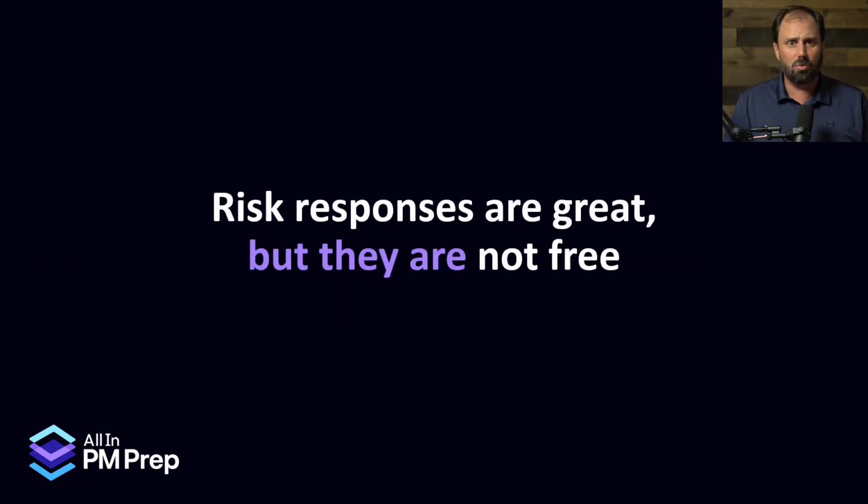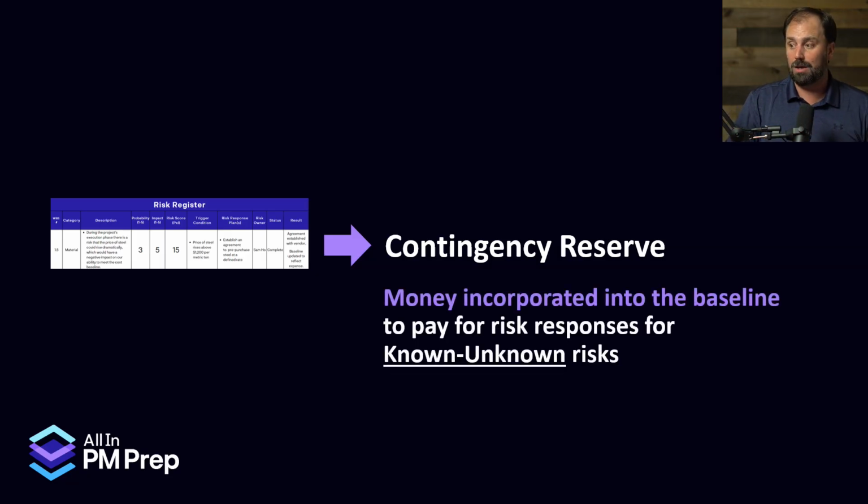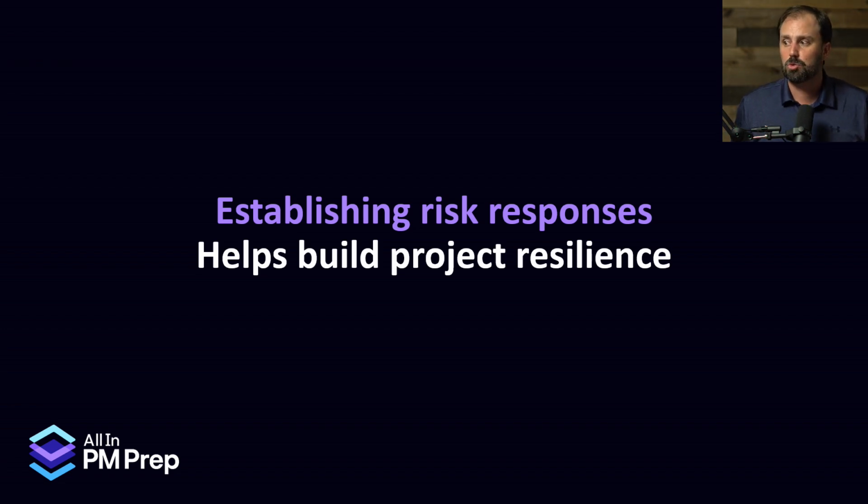Awesome. Now, risk responses, they're awesome. But just like we showed, they ain't free, okay? The risk responses, the ones that we define what we need to do about them, we have to define contingency reserve for those risk responses. We need to have money to pay for them. Now, a way to say it is that contingency reserve is money incorporated into the baseline to pay for risk responses for known unknown risks, meaning we know about the risks, we don't know if it's going to happen. So the money tagged to those risk responses is called contingency reserve. Beautiful.